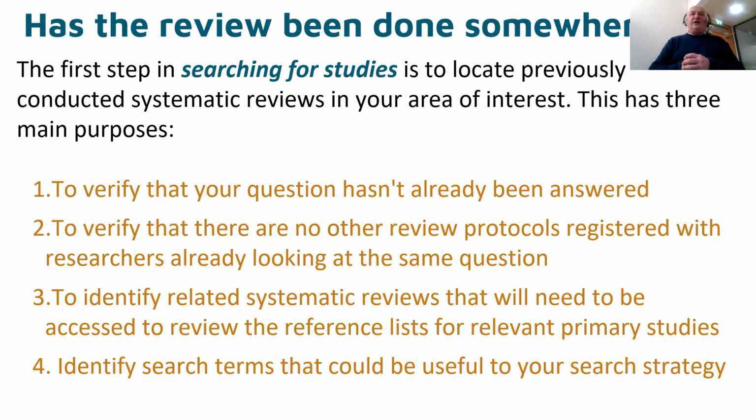While you're starting to build up your protocol and get familiar with your topic, you're going to try and see what previous studies are out there. You might be looking for existing systematic reviews to verify that somebody just hasn't published the exact same review, to check that there are no protocols of work in progress, and to identify related systematic reviews whose reference lists you need to check for relevant primary articles. You can also use systematic reviews or previous protocols to help you develop your own search strategy, because they should be reporting how they're going to do their search.